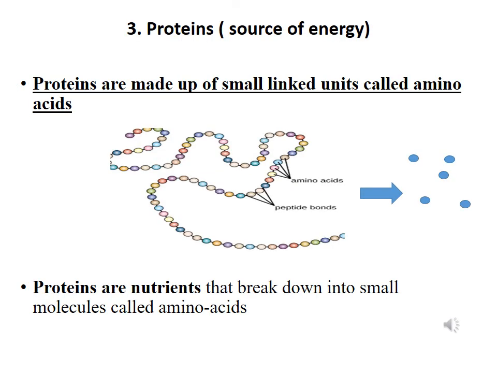Another important nutrient that provides the body with energy is protein. Proteins are made up of small linked units called amino acids. The amino acids should be linked to each other to form proteins. Proteins are nutrients that break down into small molecules called amino acids.